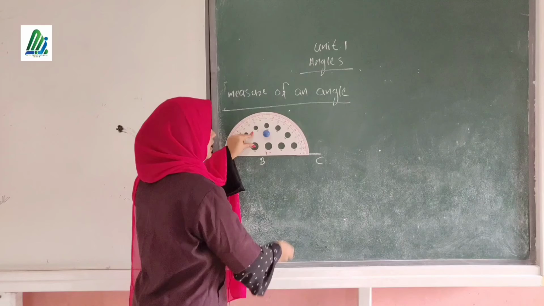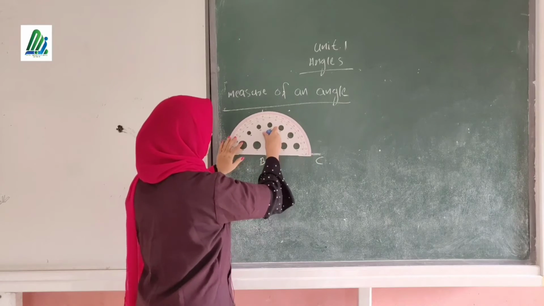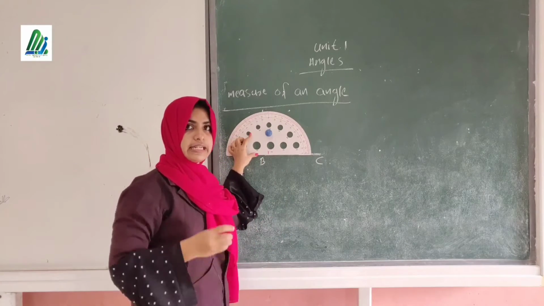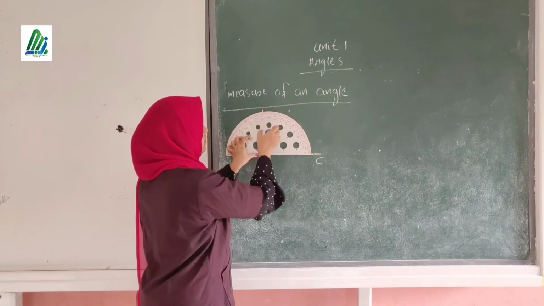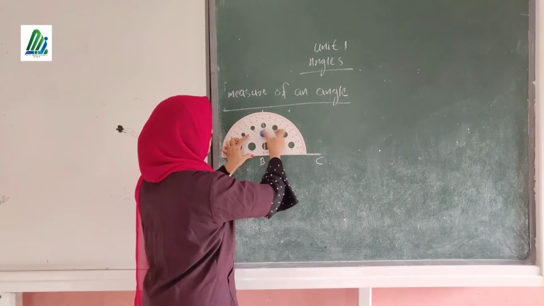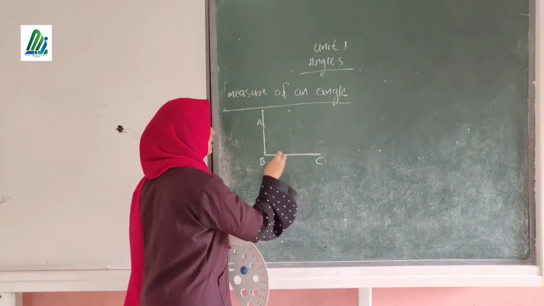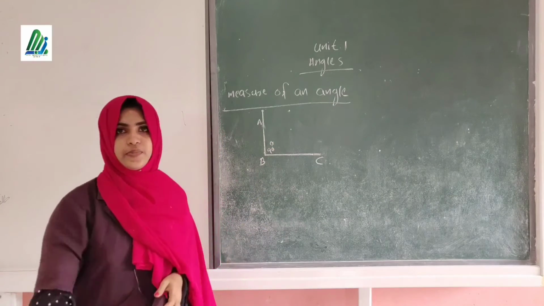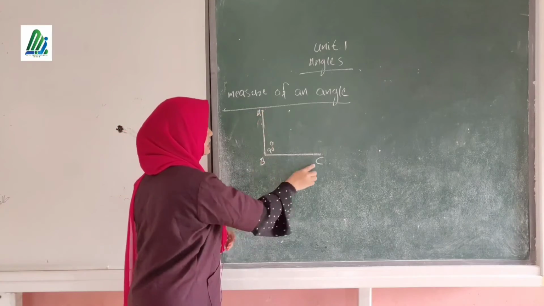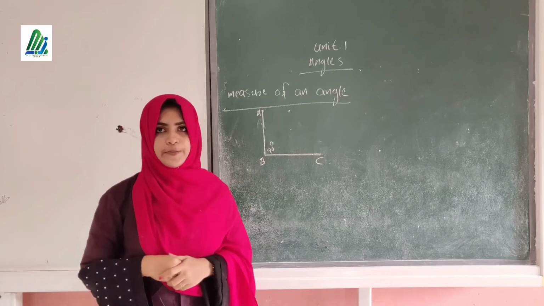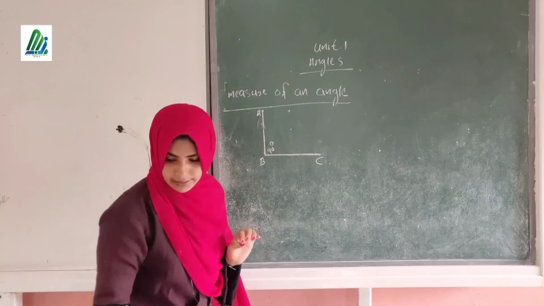And the last step is, read the measure where the degrees cross the other side. So from here to here. Here the degree crosses this side, so we get the angle 90 degrees. Using a protractor, we measure the angle ABC and we get 90 degrees. The angle with 90 degrees is called a right angle.